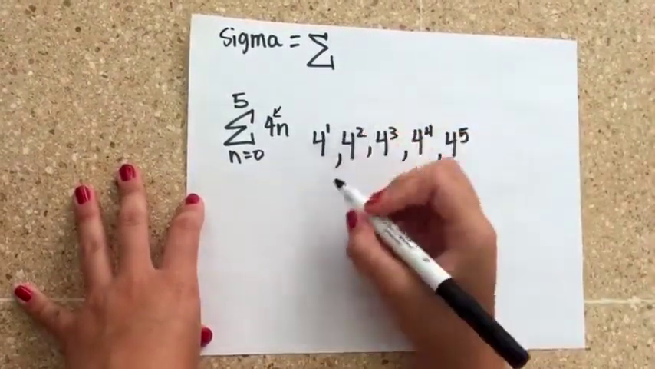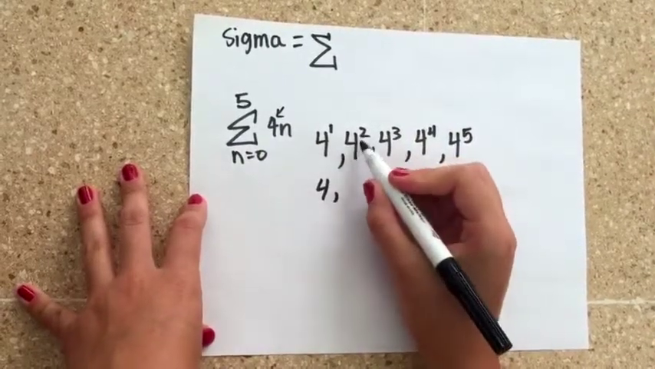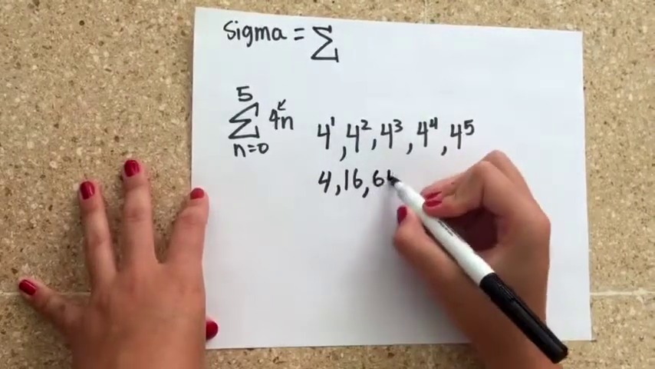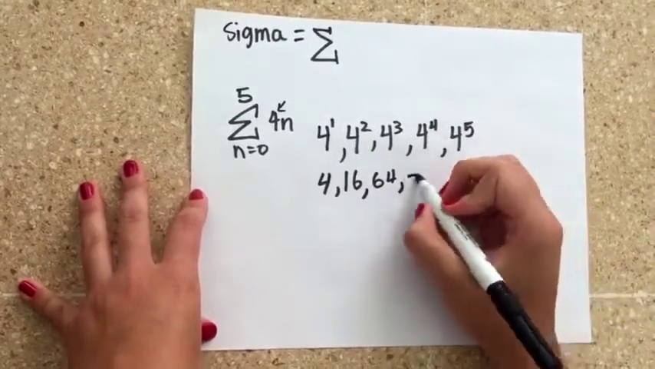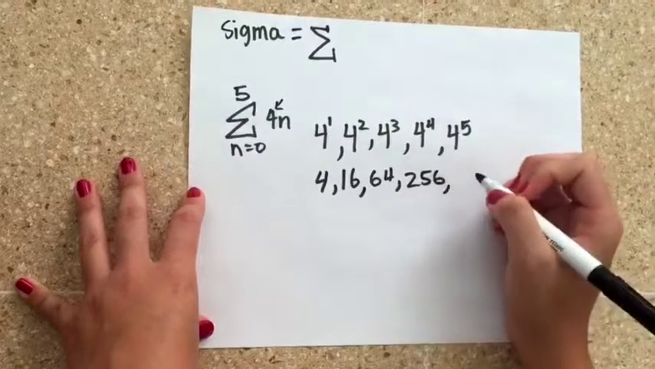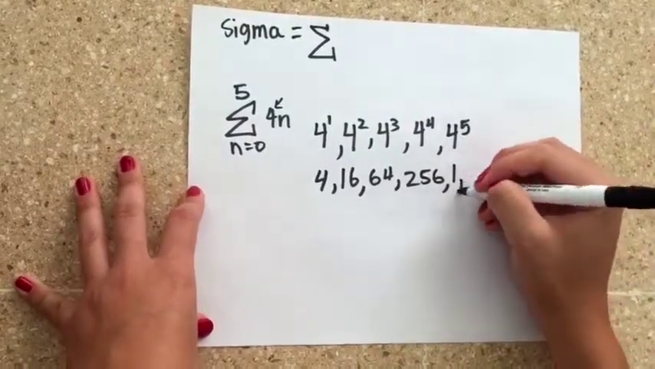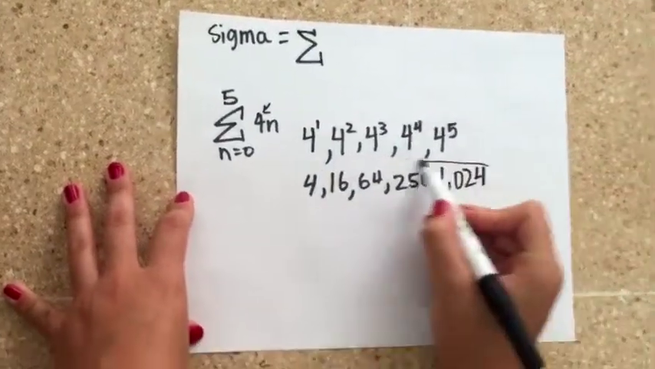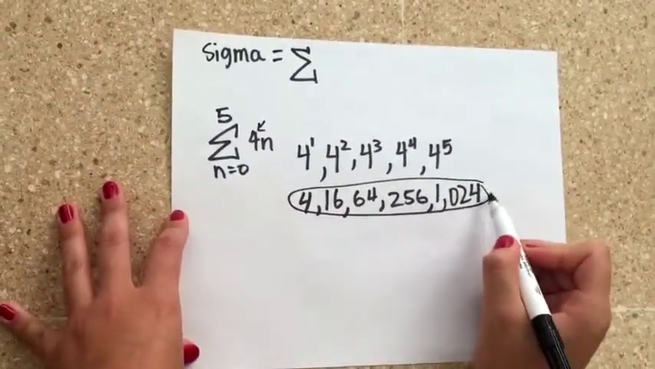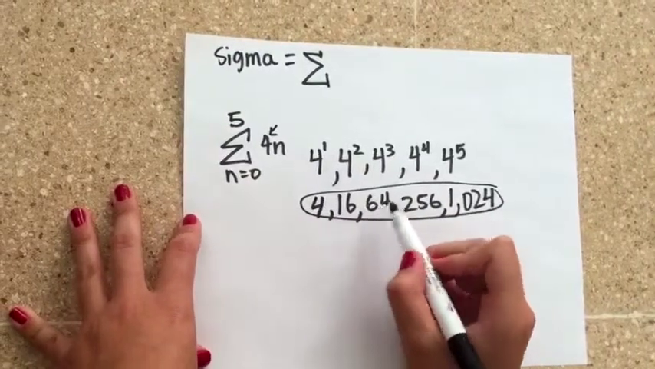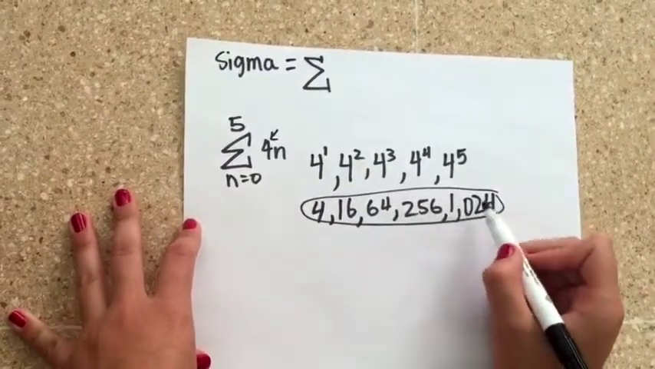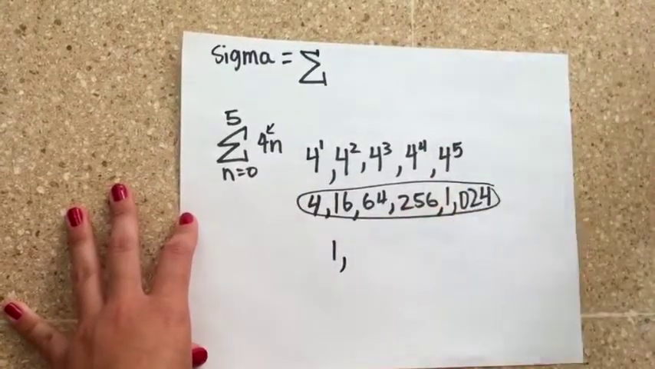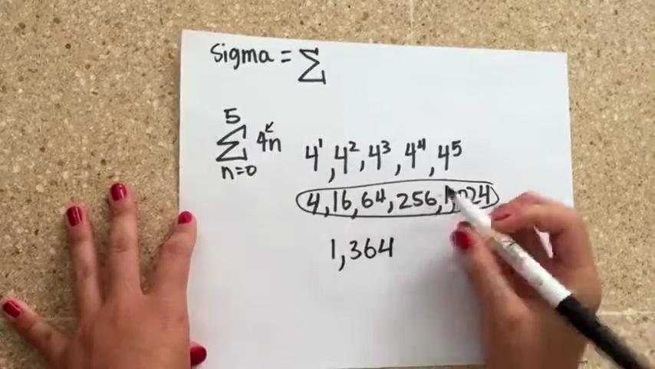So 4 to the power of 1 is 4, 4 to the power of 2 is 16, 4 to the power of 3 is 64, 4 to the power of 4 is 256, and 4 to the power of 5 is 1024. Basically you need to add all of these numbers: 4 plus 16 plus 64 plus 256 plus 1024, and so the answer will be 1364.